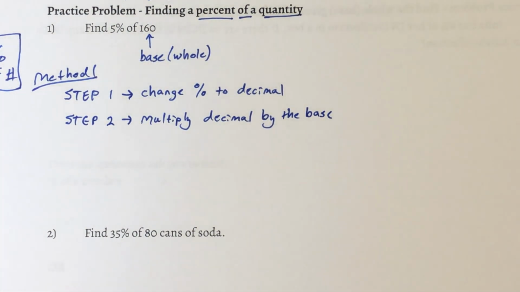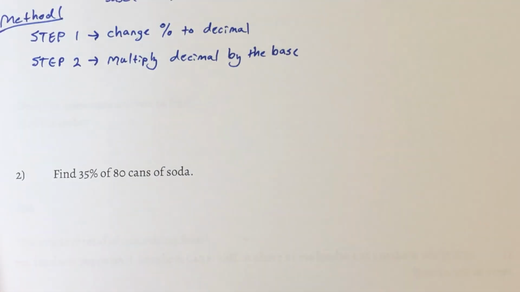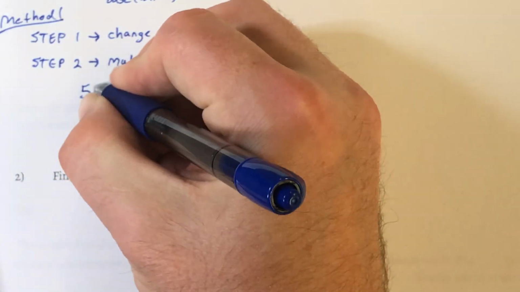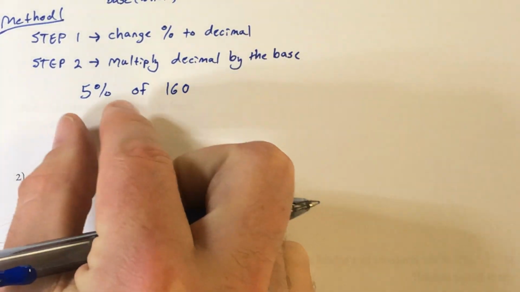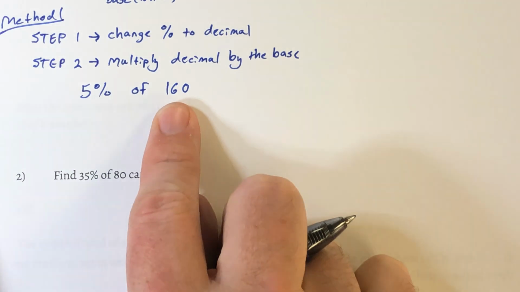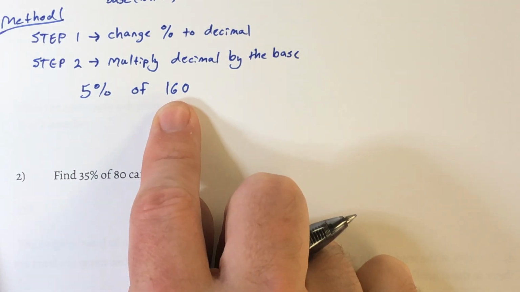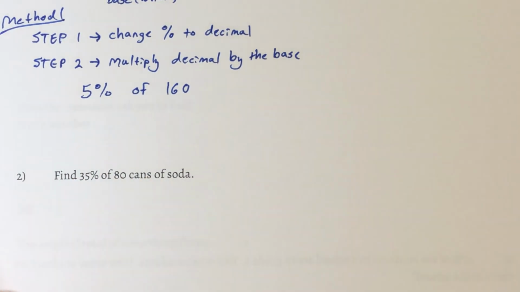So let's try that out with this problem. We're going to find 5% of 160. So 5% of 160. It means I want a small piece of that number. So I'm expecting my answer to be a small number because I want a small piece of it. That's what finding a percent of a number means.